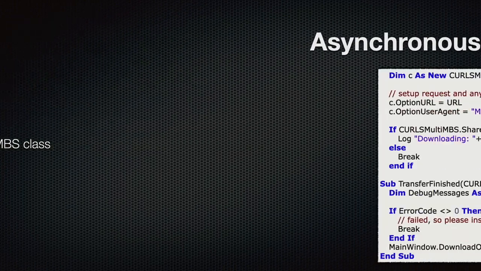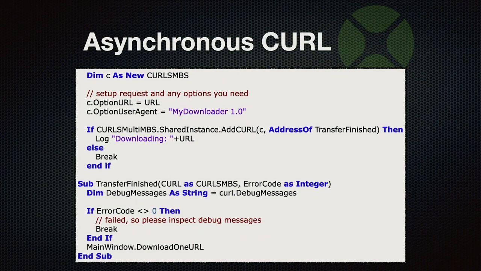Now, here's an example code for the asynchronous curl. So we set up the curl object on the top, then we add it to the shared instance and give it a delegate to call when the transfer finished, which allows you to put whatever method you like there. And then when the transfer finished, you can check the error code, the debug messages, and ask for the data and the output data property, which I think makes it very easy to do asynchronous transfers. Especially, you could fire up a download, and then if it comes back and tells you your login token is invalid, you can just fire another method to run the login process, and when it finishes, you can run your first process again to then do the download. So you can just have everything run asynchronously, and the user doesn't need to wait necessarily for the download to finish.